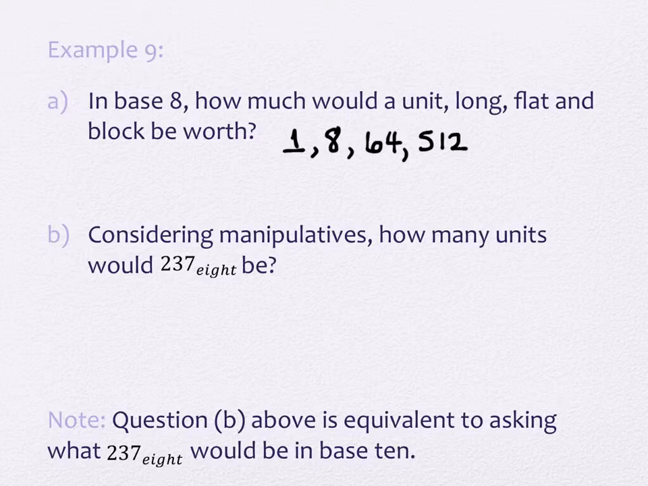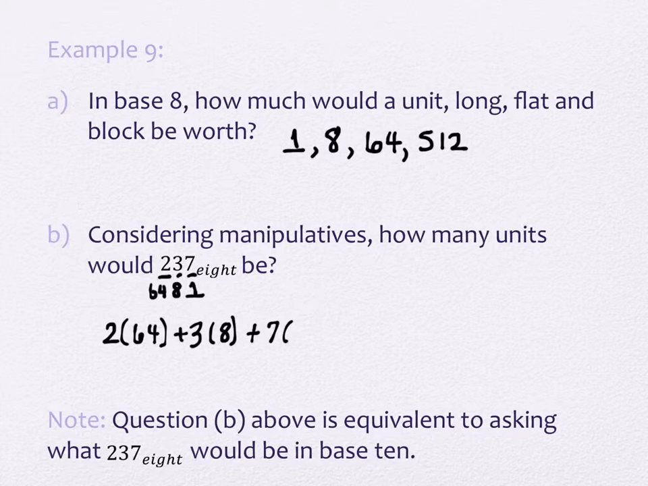Let's do now a power of 8 block set. We have 2, 3, 7. It says, considering manipulatives, how many units would 2, 3, 7 base 8 be? Well, this 2, this 3, and this 7 mean different things. They're in the different place value system. So this is the ones place, the units, the single little ones. This is 3 longs, but how much is a long worth? 8. So this is 3 that are 8 long. This 2 is in the flats place, but how much is a flat worth? 64. So it's 2 blocks that are 64, long and wide. So I actually have 2 64s. I have 3 8s. And I have 7 1s.